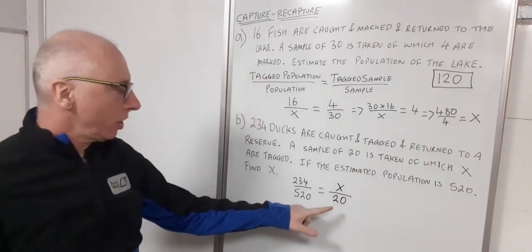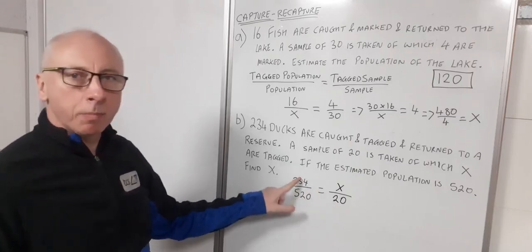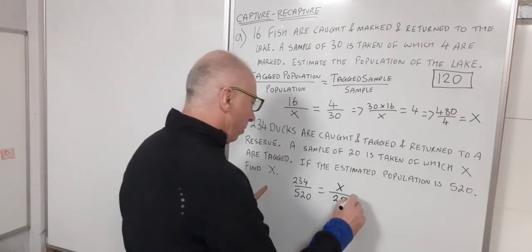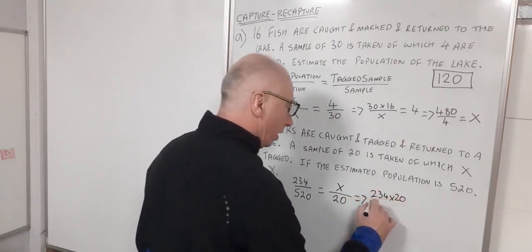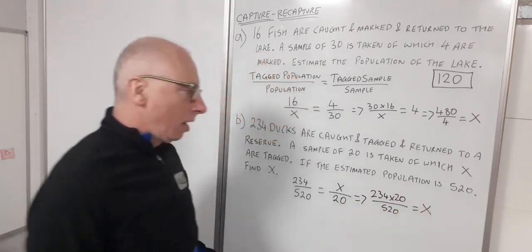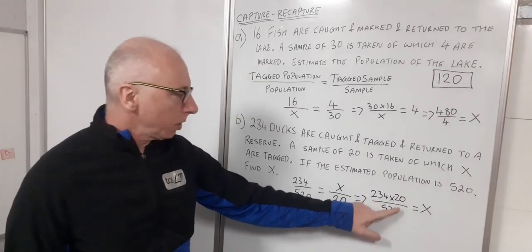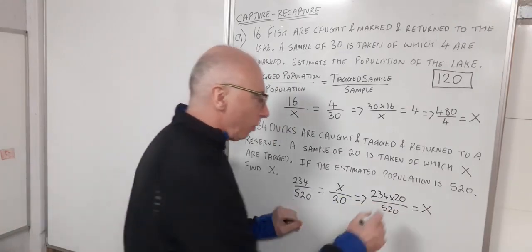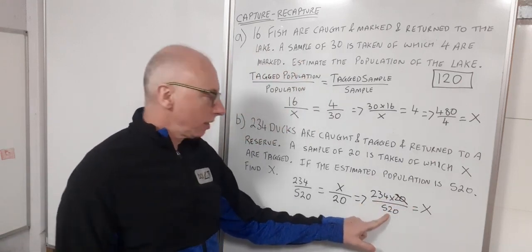Okay. Now we just need to get this X on its own. So now what I can do is just multiply both sides by 20. So then that will give me 234 times 20 over 520 equals X. Well, I can divide the top and bottom here by 20. So that will cancel out. 20s into 520 go 26.